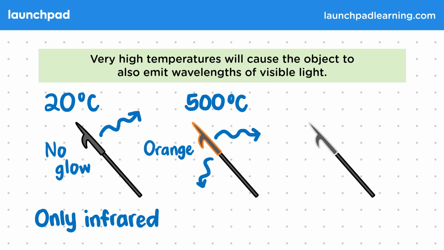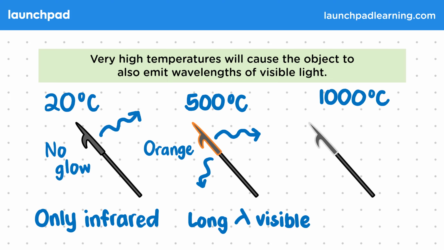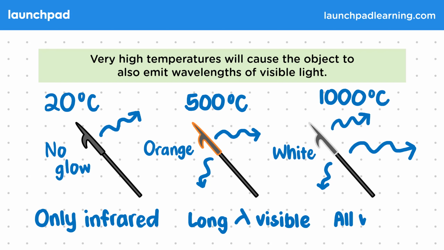These wavelengths have started to include those of visible light. Remember that the colour of visible light depends on its wavelength, with reds and yellows having the longest wavelengths. So since the poker is emitting long wavelength visible light, it glows orange. Then, if the temperature is increased further to 1000 degrees, the poker would start to glow white. Now this is because the waves being emitted now consist of all the visible wavelengths of light. Remember that this would appear as white light, which is the result of all the possible colours overlapping.